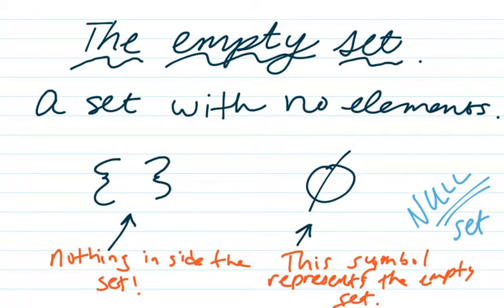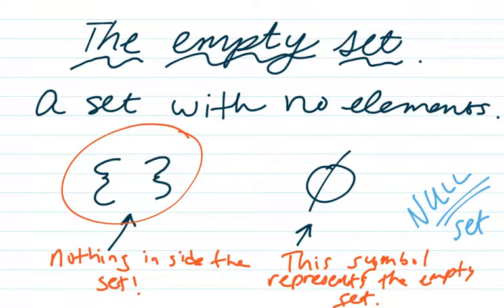Okay. Next, we're going to look at the empty set. The empty set is a set with no elements. It is empty, there are no elements, and there are 2 ways, and kind of 3 ways, to represent this. The first one is a set of brackets with nothing inside. So this is the empty set, one way to represent it.